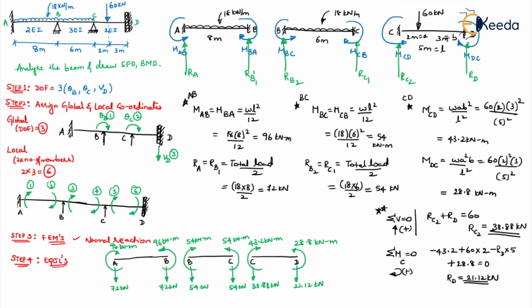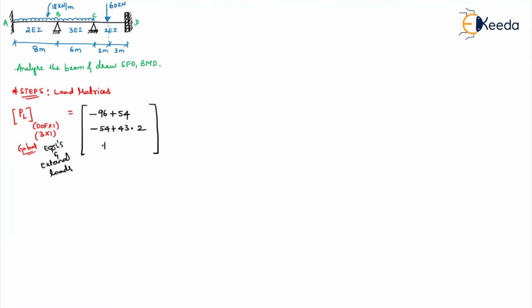So here there is a vertical reaction at D. So in the EQJL at D there is a downward reaction. This is also downward, this is also downward. So it will be plus. Coming to here external load, there is no external load. So what will the value be? It will be plus 21.12. So what will be your final values? It's minus 42, minus 10.8 and 21.12. So it's a 3 into 1 matrix.